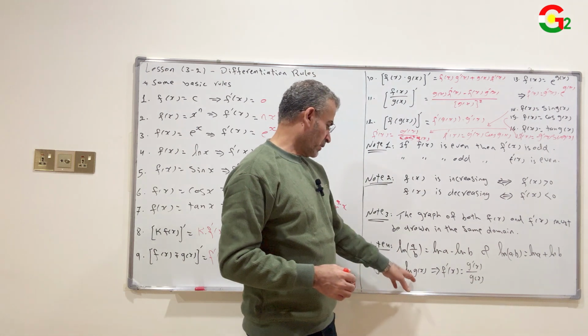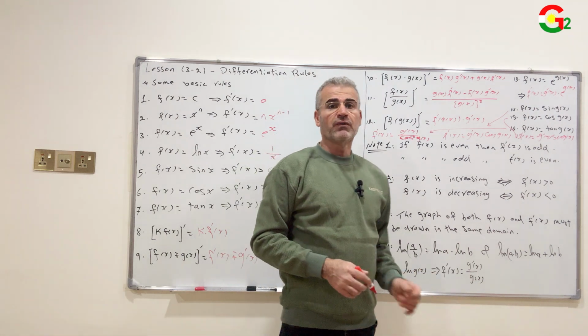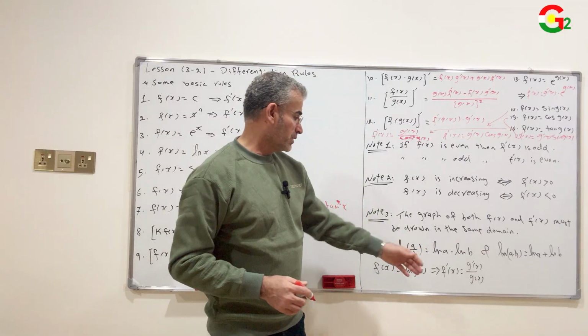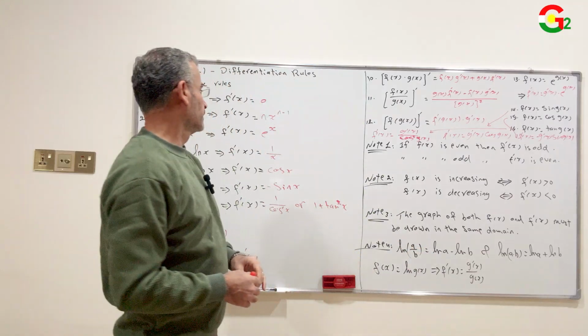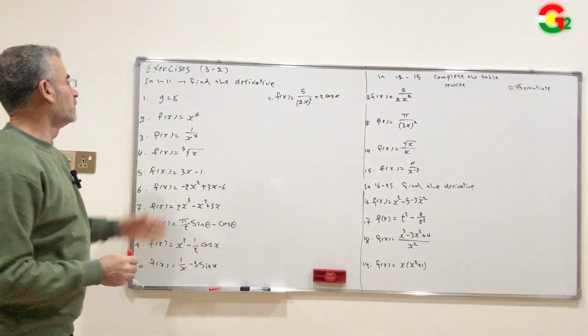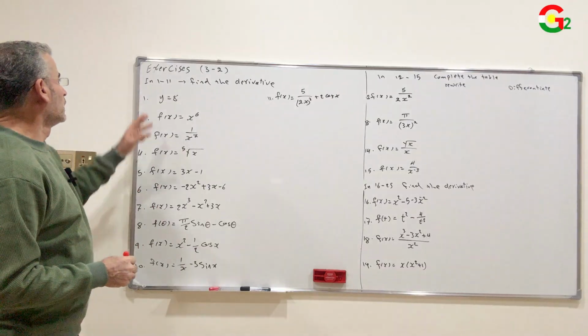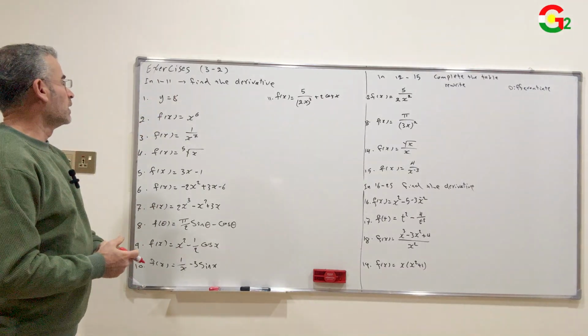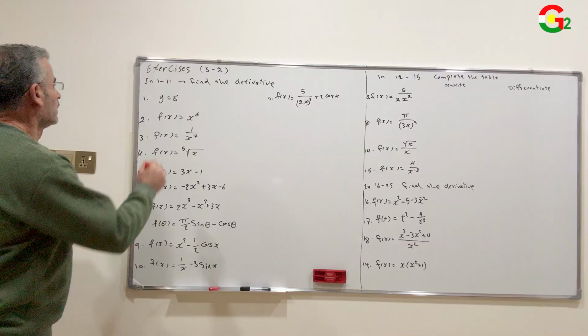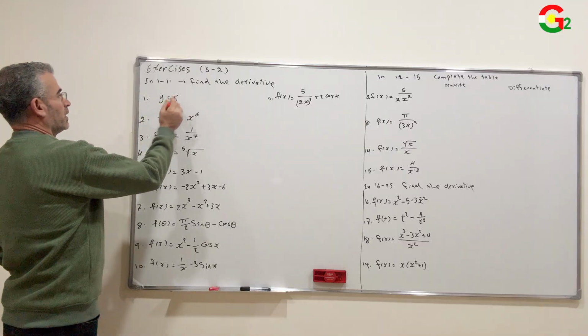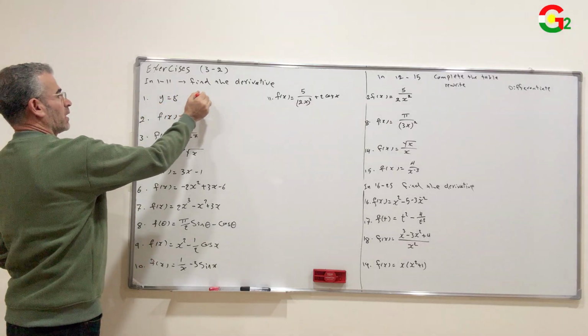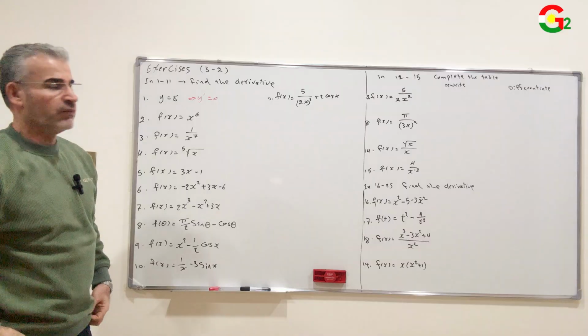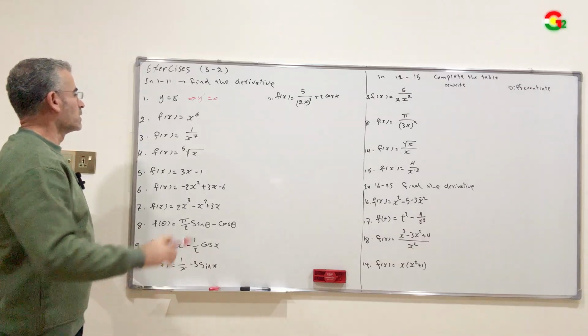If f of x equals ln g of x, then f prime of x equals g prime of x over g of x. Exercises of lesson 3.2. In questions 1 to 11, find the derivative. Question number 1, y equals 8, then y prime equals 0. The derivative of any constant is 0.